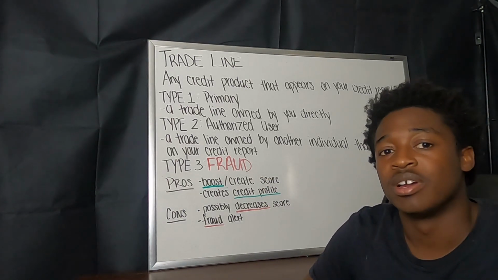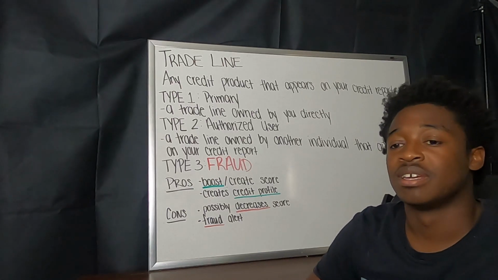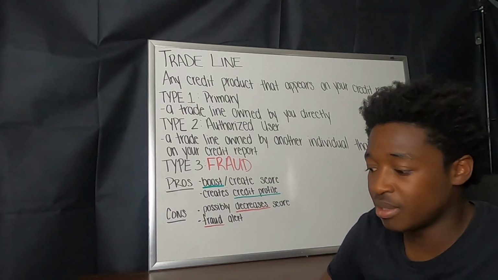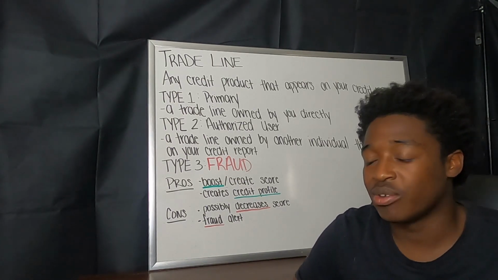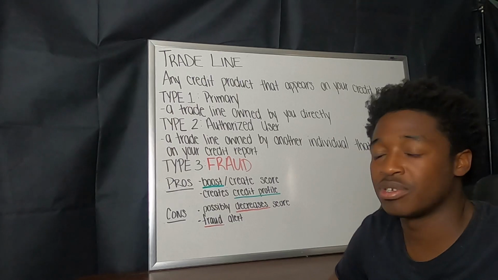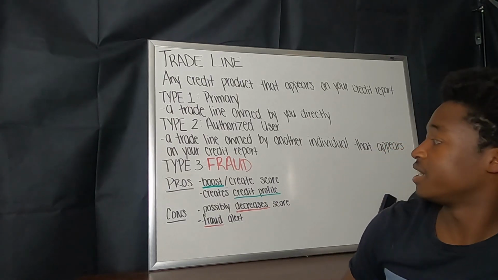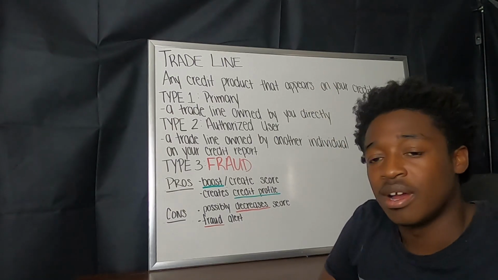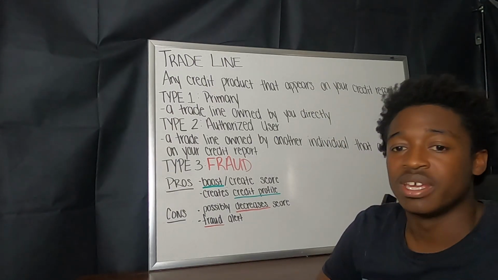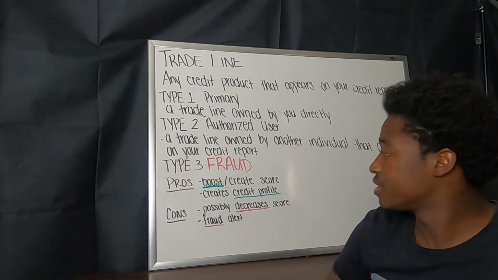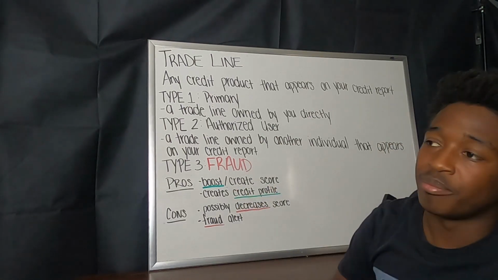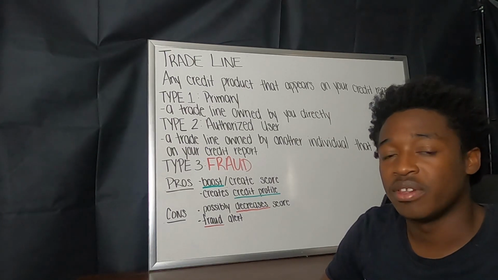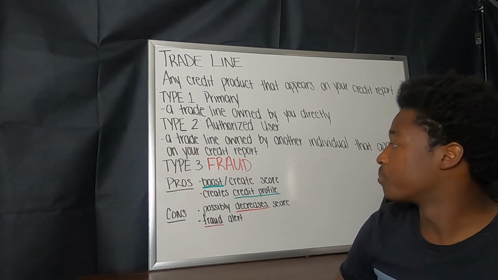Then we have type 3, which is just flat out fraud. Someone has stolen your identity, maybe they bought a car with it, maybe they got a credit card with it, maybe they got a personal loan, but they've stolen your identity and gotten something to report on your credit report that is not yours. These are able to be disputed off of your report through the credit bureaus or through the lender in which they occurred.